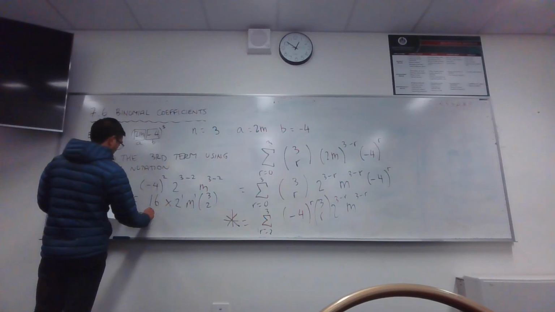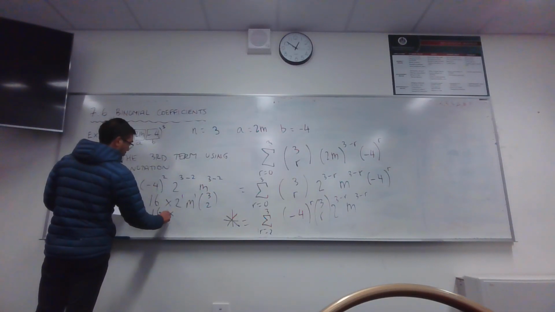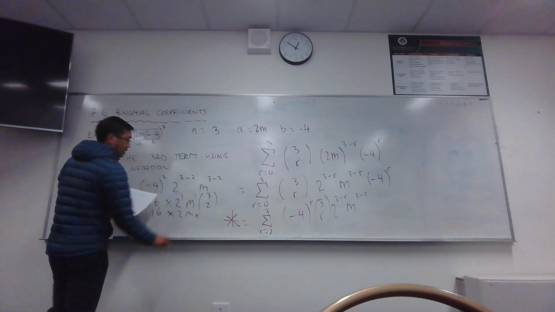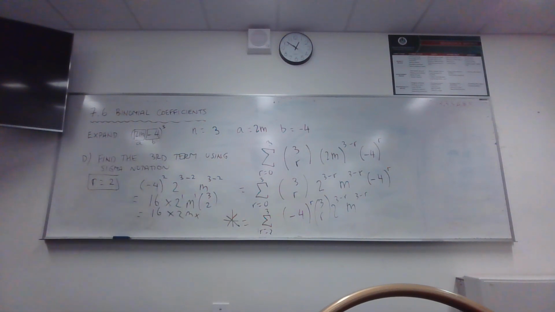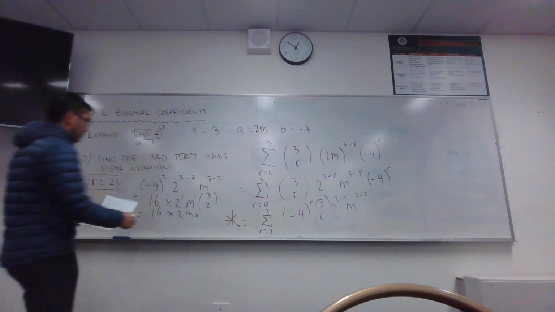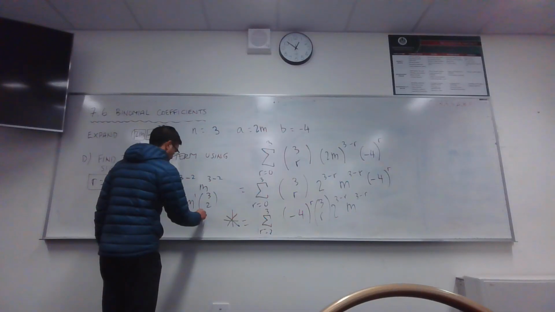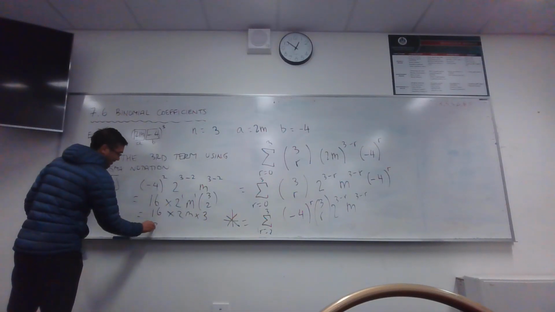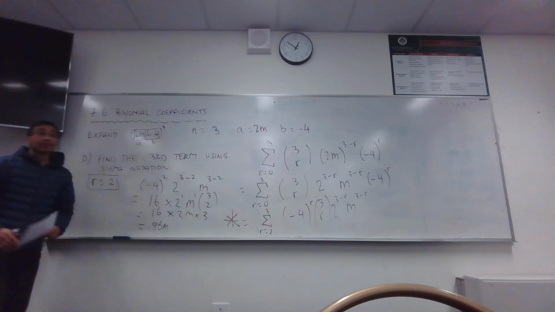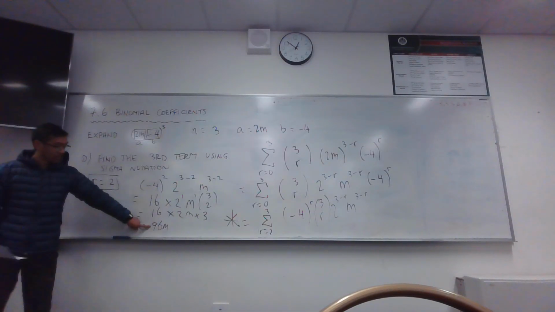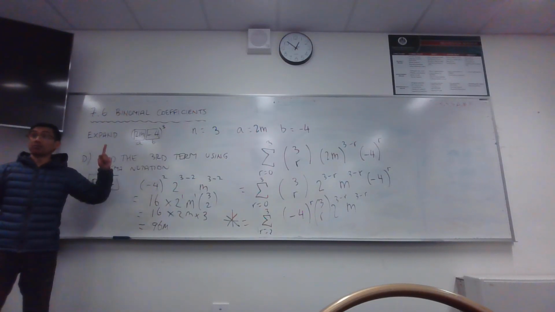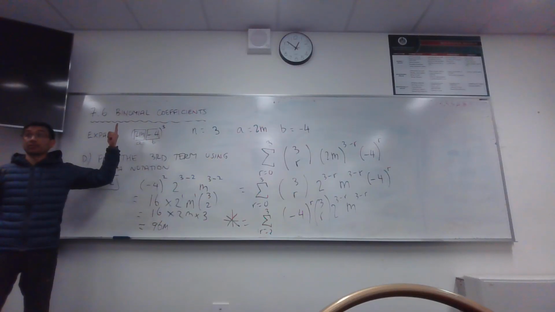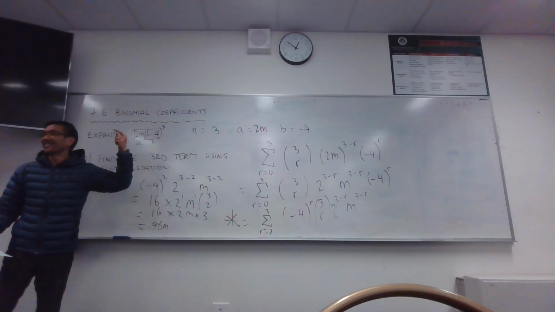So if we go again, 16 times 2 times m. 3, 2 in your calculator or in your head with the Pascal's triangle. 3, 2 becomes 1. Oh, yeah, sorry. That's all right. It's okay. So look carefully. 96m. Did we get 96m before as the third term when we did the first question? We did.